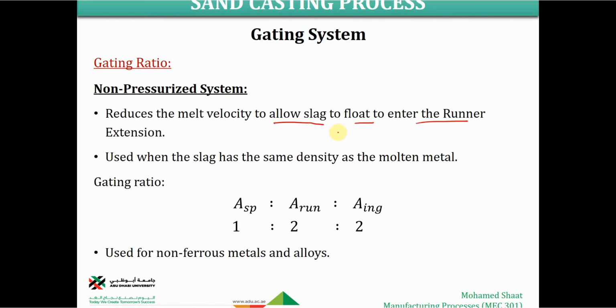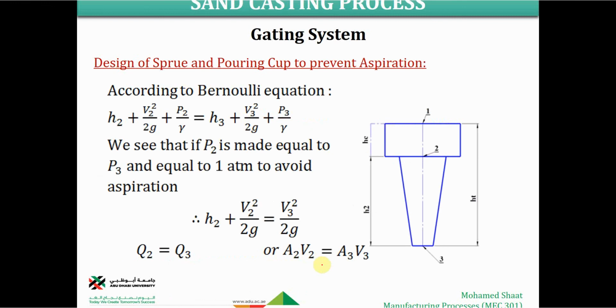But in case the slag has almost the same density as the molten metal, it means that it is kind of mixed with the molten metal. So it is better to use the non-pressurized system to allow, as we mentioned, the slag to float and enter the runner extension. And for this gating system, the areas of the runner and the ingate are both bigger than the area of the down sprue, as we discussed before. And it is commonly used for non-ferrous metals and alloys. Make sense?